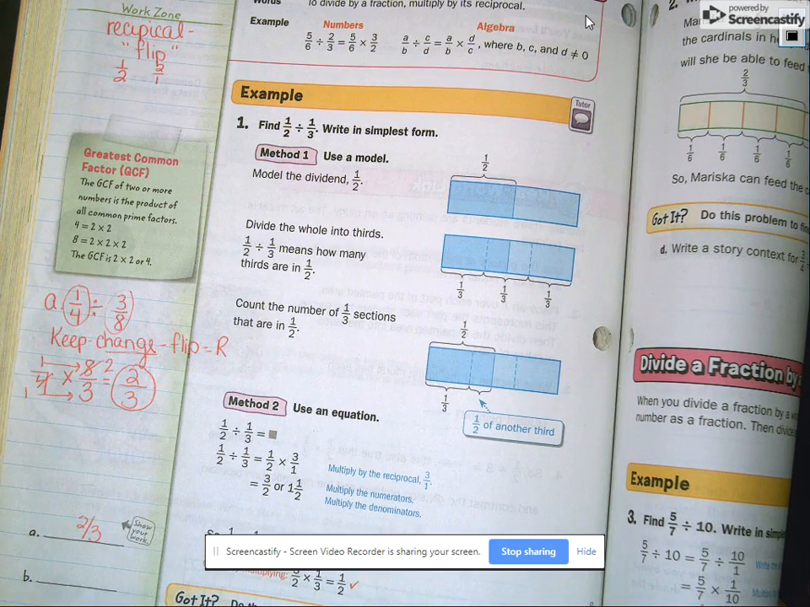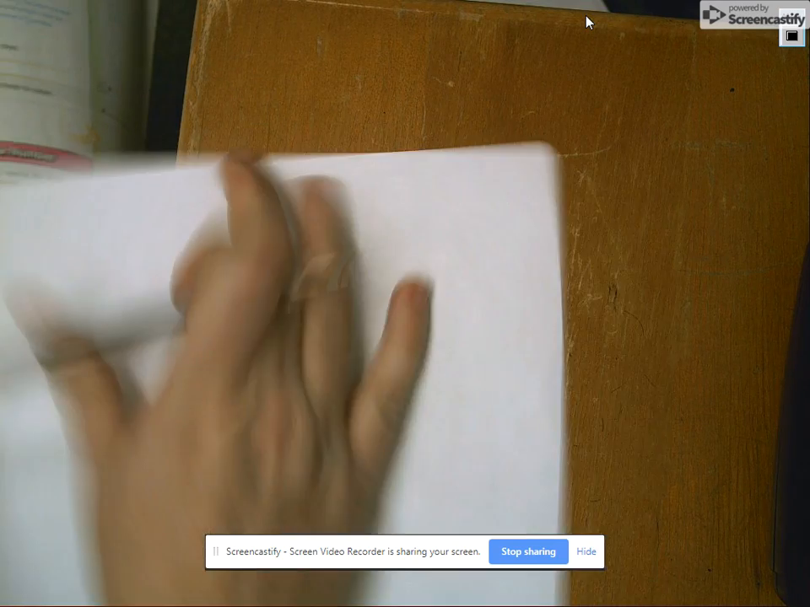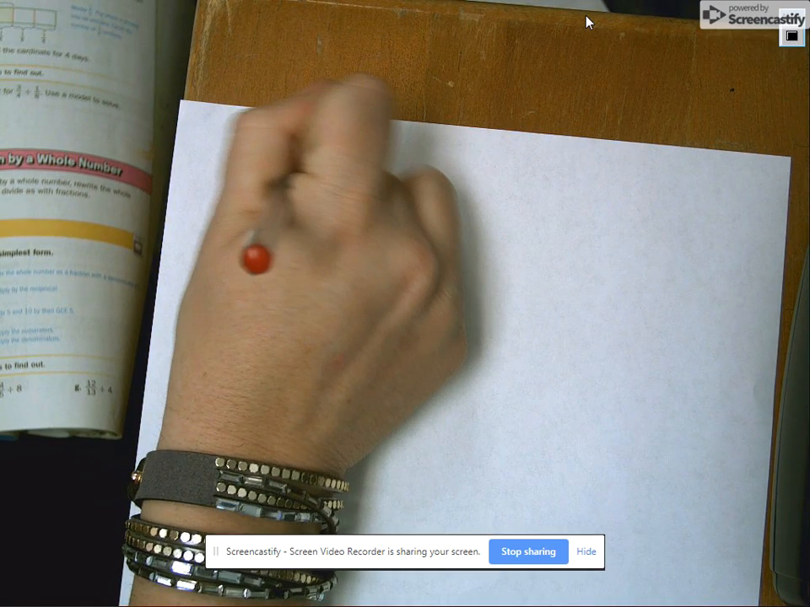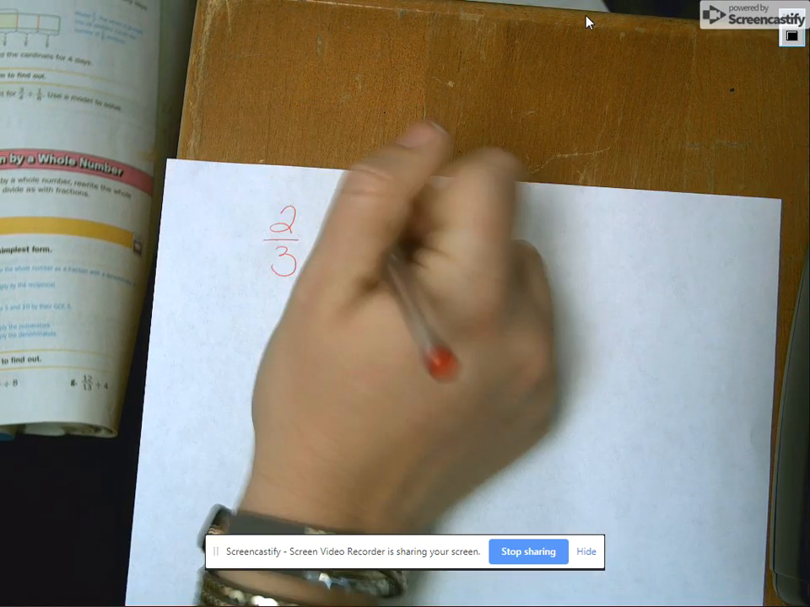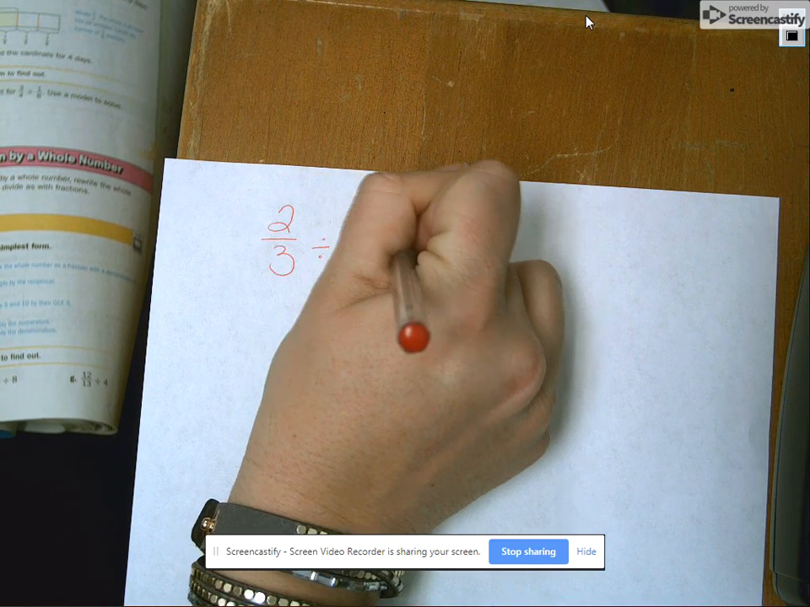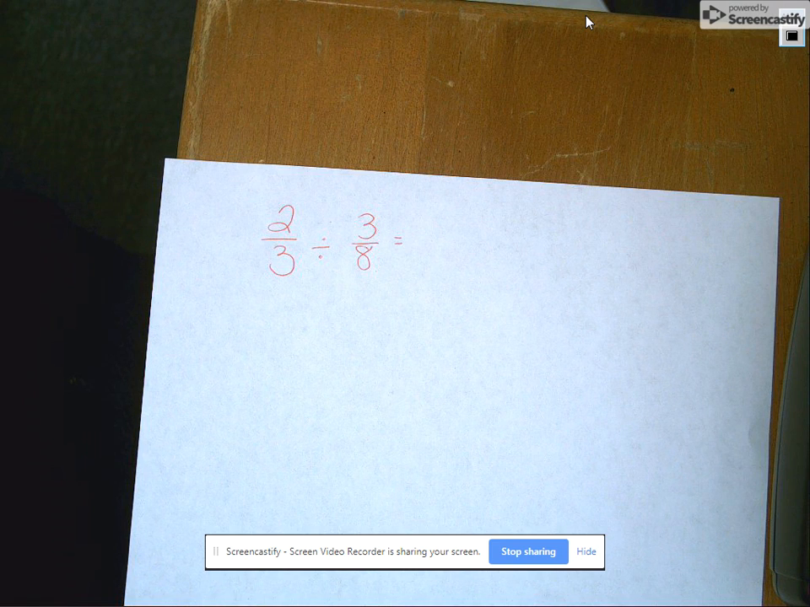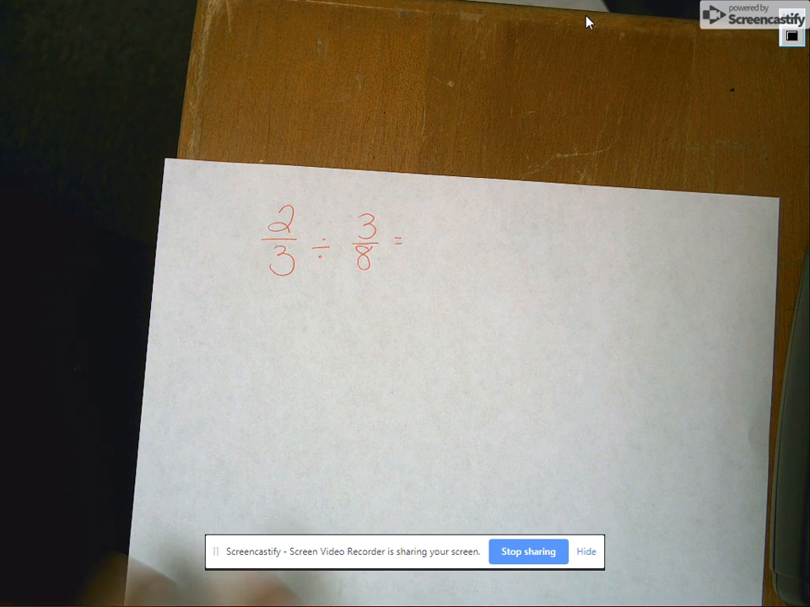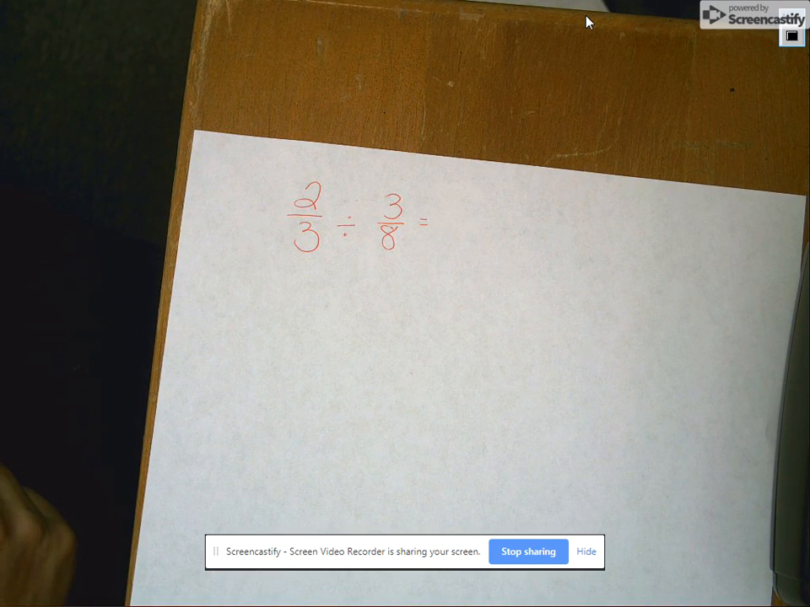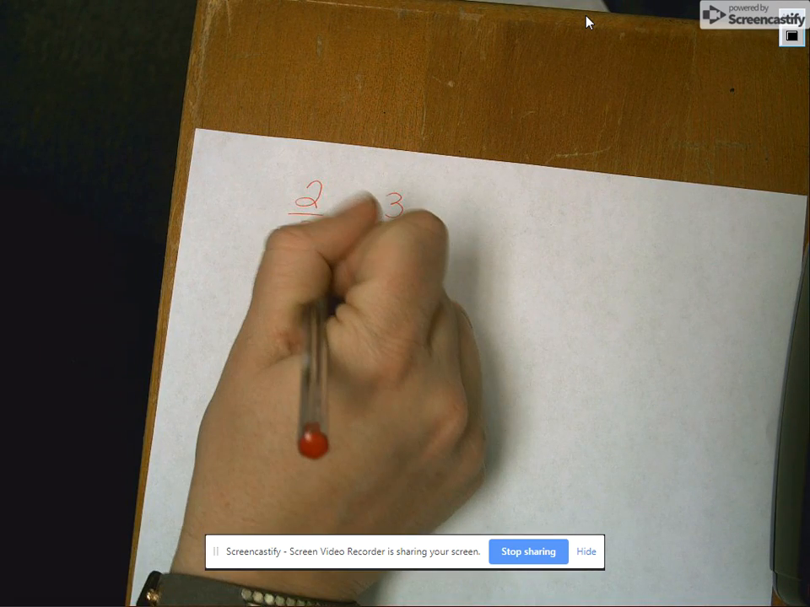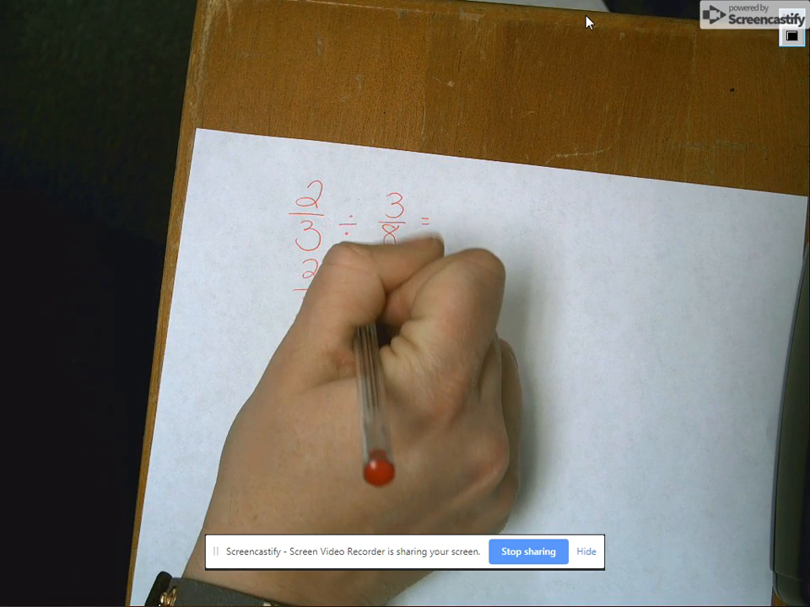Now let's do B together. B says that we have 2/3 divided by 3/8. Now let's practice keep, change, flip. Ready? Keep the first part. Go ahead and write it now. Change the second part. And now flip the third part. This is what it should look like. Keep, change, and flip.